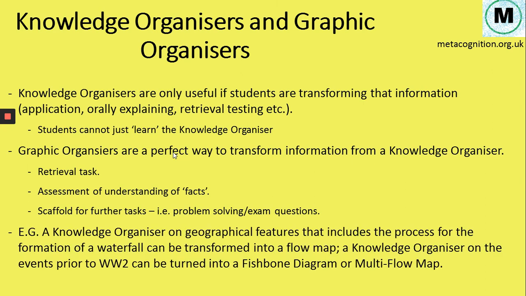So I've got a couple of examples and I'm going to show you one. So if you've got a knowledge organizer on geographical features, including the formation of a waterfall, get students to put that as a flow map. If you've got the causes of World War II, put that into a fishbone diagram. Or if they've got the outcomes, put it into a multi-flow map.